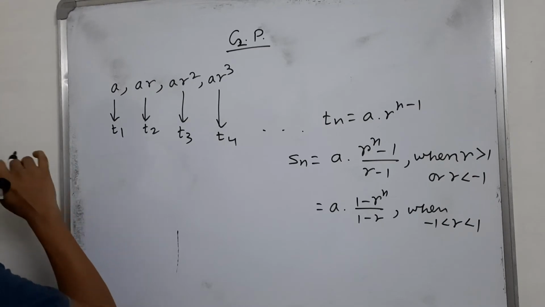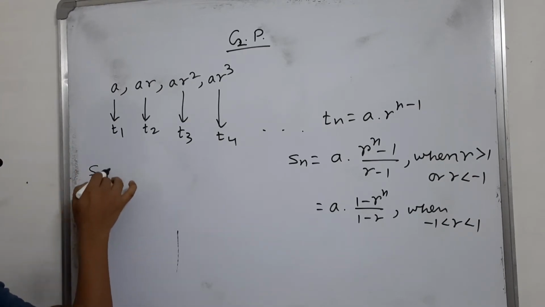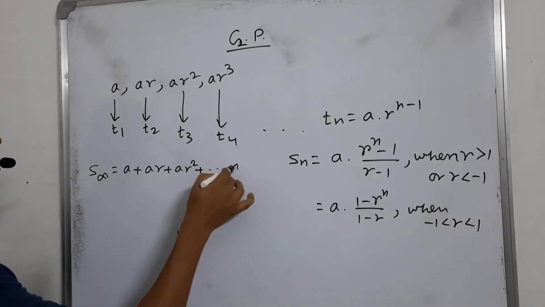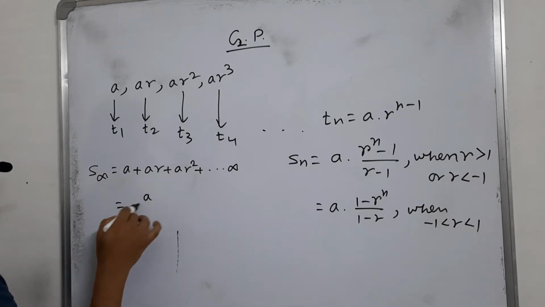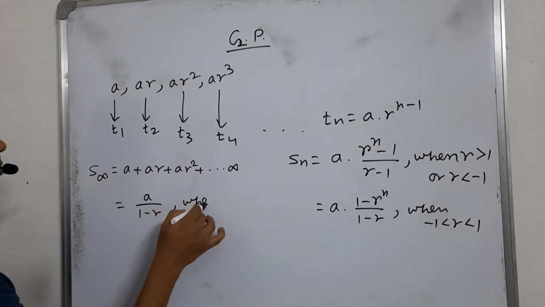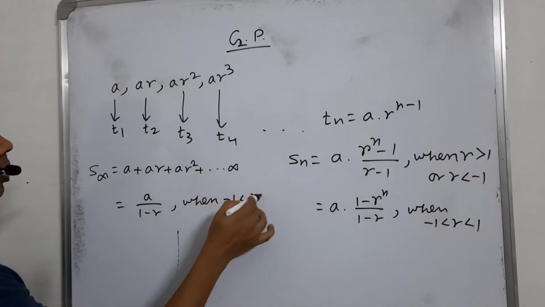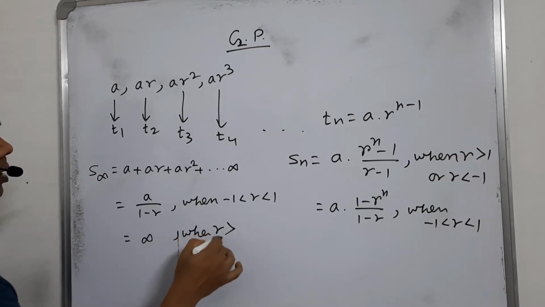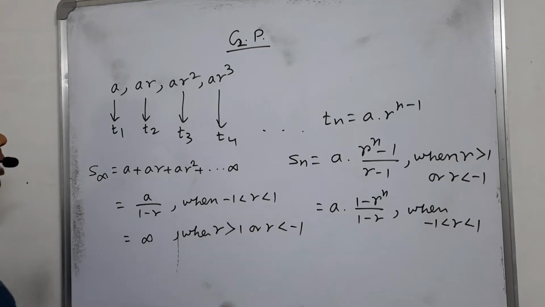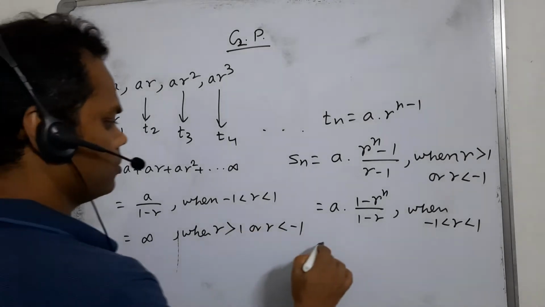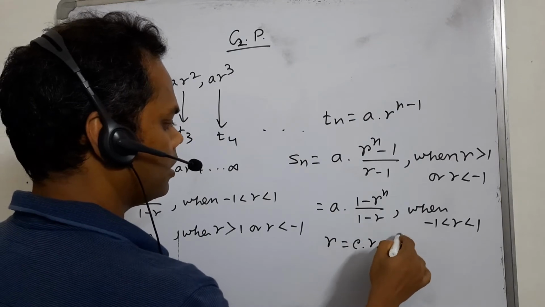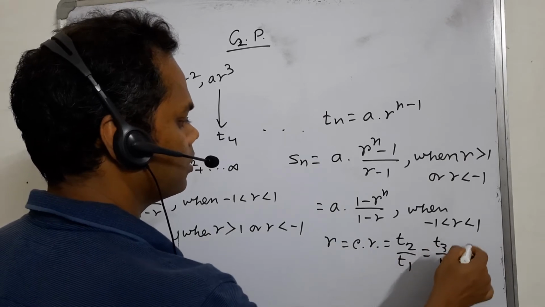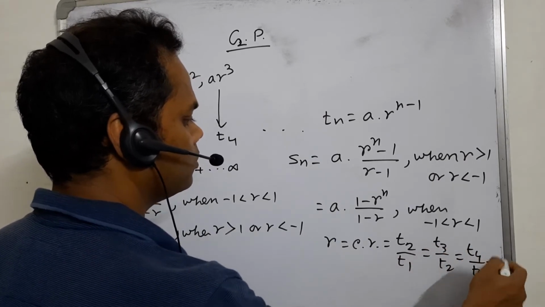So for the infinite series, S infinity is a plus ar plus ar square plus dot dot up to infinity, and that equals a by 1 minus r when minus 1 is less than r less than 1. That one is divergent when r is greater than 1 or r is less than minus 1. Here r is the common ratio, and that is second term by first term equal to third term by second term equal to fourth term by third term, and so on.